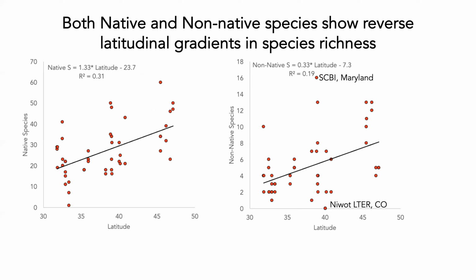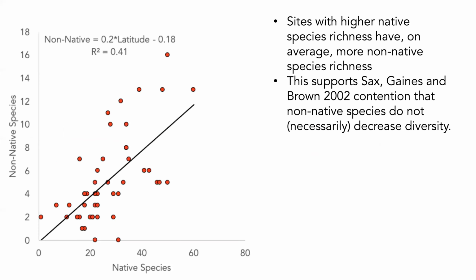And just to point out a couple of sites, I do find it interesting that the site with the most non-native species is the Smithsonian Conservation Biology Institute in Maryland. And note that Niwot in Colorado, which is a site that is alpine and tundra, has no non-native species that have been found in the pitfall traps.